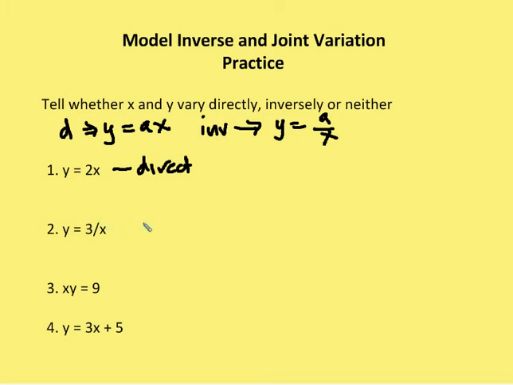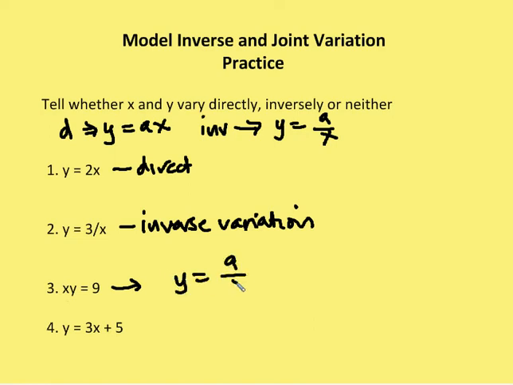Y is equal to 3 over x. That looks like inverse variation. My a value is 3. Okay, now things start to get a little trickier. Xy is equal to 9. Well, I can rewrite that as y is equal to 9 over x, right? This is a 9, and it surprisingly looks like an a as well, and that gives us the hint that this would be inverse variation.